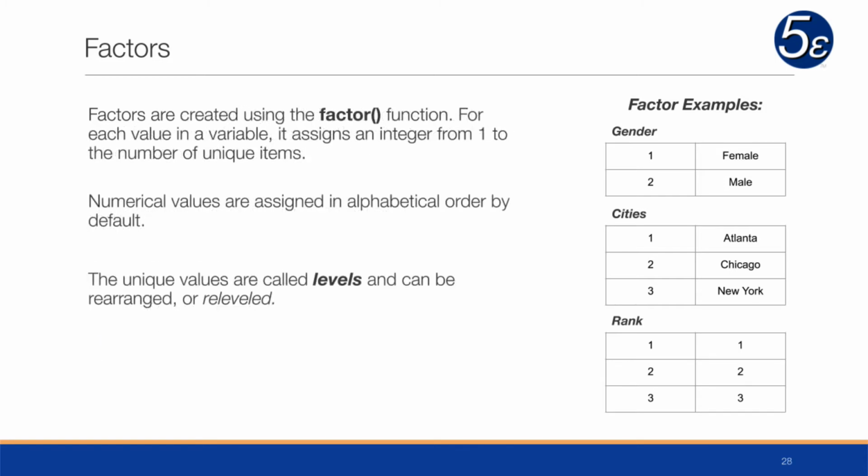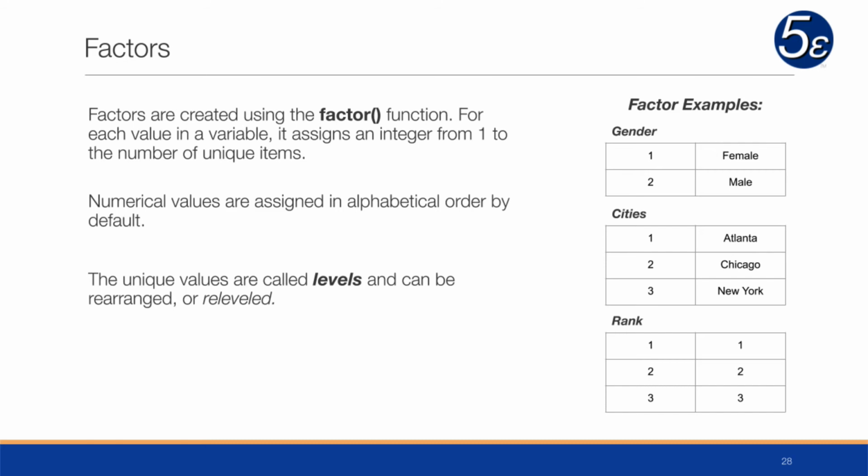So how do we create a factor? If we're going to create a factor, we're going to use the factor function. For each value in the variable, it will assign an integer from 1 to the number of unique items. So in the example of gender, we have 2 items. We will get 2 numbers starting from 1 and then 2. In the case of cities, we will go from 1 to 3 because there are 3 cities. The numerical values are assigned in alphabetical order. So in the case of Atlanta, Chicago, New York, Atlanta's first, it will be 1.